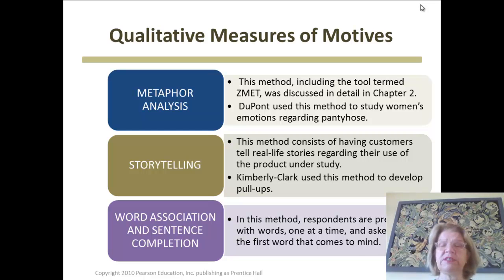Storytelling was successfully used by Kimberly-Clark when researching diapers with young mothers. And finally, word association and sentence completion have respondents filling in phrases and matching words quickly to get their genuine responses. You will find examples on storytelling in the materials folder.